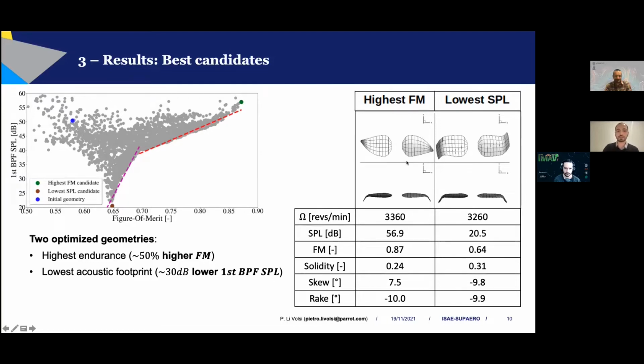On the right-hand side, you can see the difference between both candidates, in which we can see that the highest figure of merit candidate has a small chord at the tip, and it is pointing backward, while the lowest SPL candidate has a bigger chord at the tip, and its tip is pointing forward. However, we can clearly see that both geometries have a tip that is pointing downward.